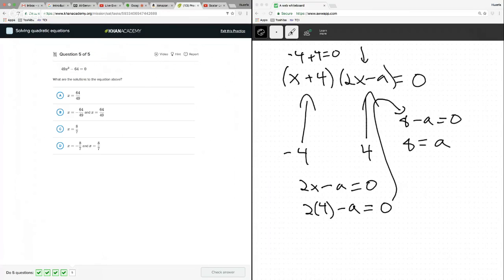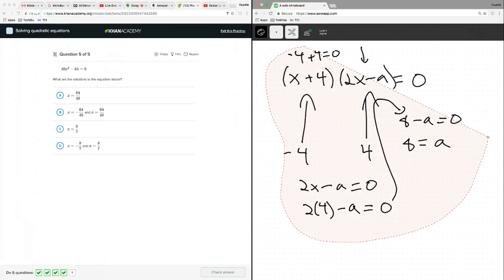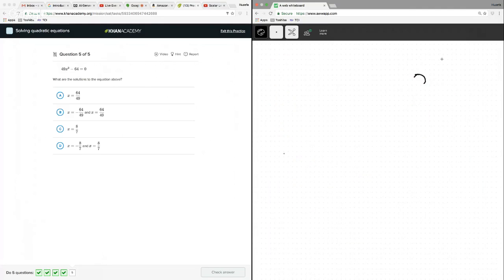Let's go on to finally number 5. Let's delete all this stuff. All right, let's see this one. 49x squared minus 64. What are the solutions to the equation above? Okay.